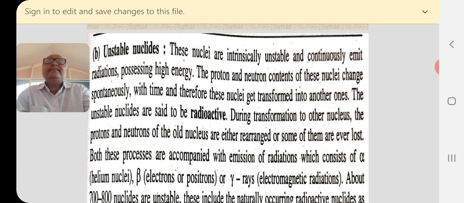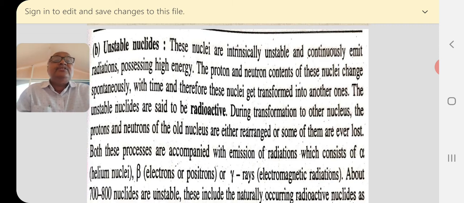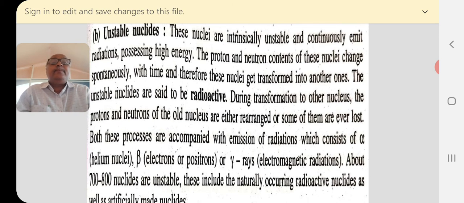But unstable nuclides are those which continuously emit radiation possessing high energy, and due to continuous emission of radiation, a loss in mass takes place. The number of protons and neutrons of these nuclei change spontaneously with time. Therefore, these nuclei get transformed into another one. The unstable nuclei are said to be radioactive.